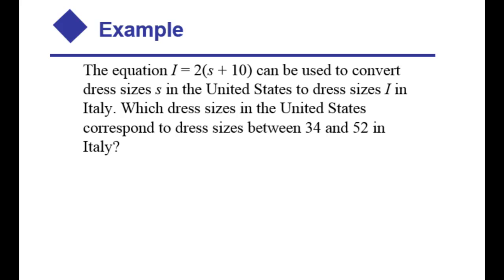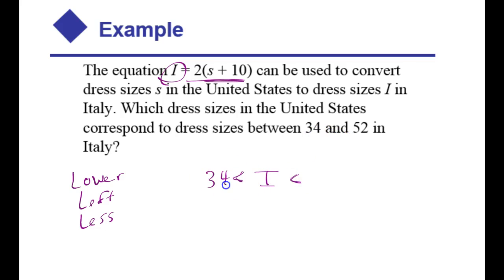Some applications of this would be if I give you an equation used to convert dress sizes in the United States to dress sizes in Italy, we'll let that be I, and it says that I is in between, and you can use that 3L rule. Put the lower number on the left and use less than signs. So I'm going to use less than signs here. Put the lower number 34 and 52. This is a between statement.